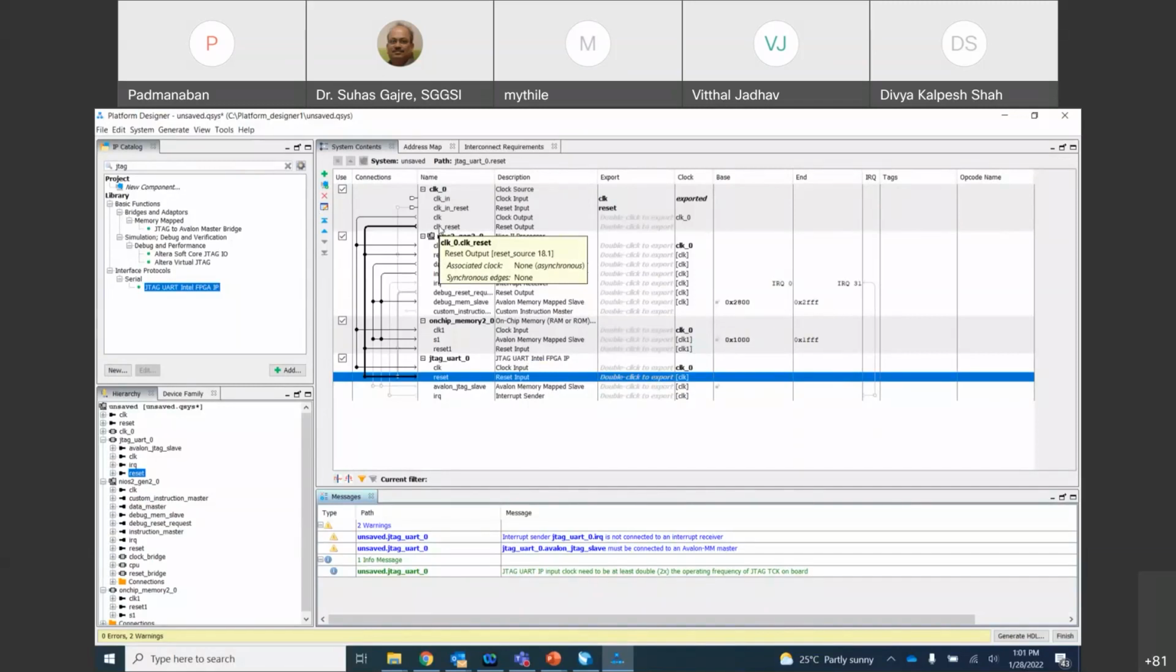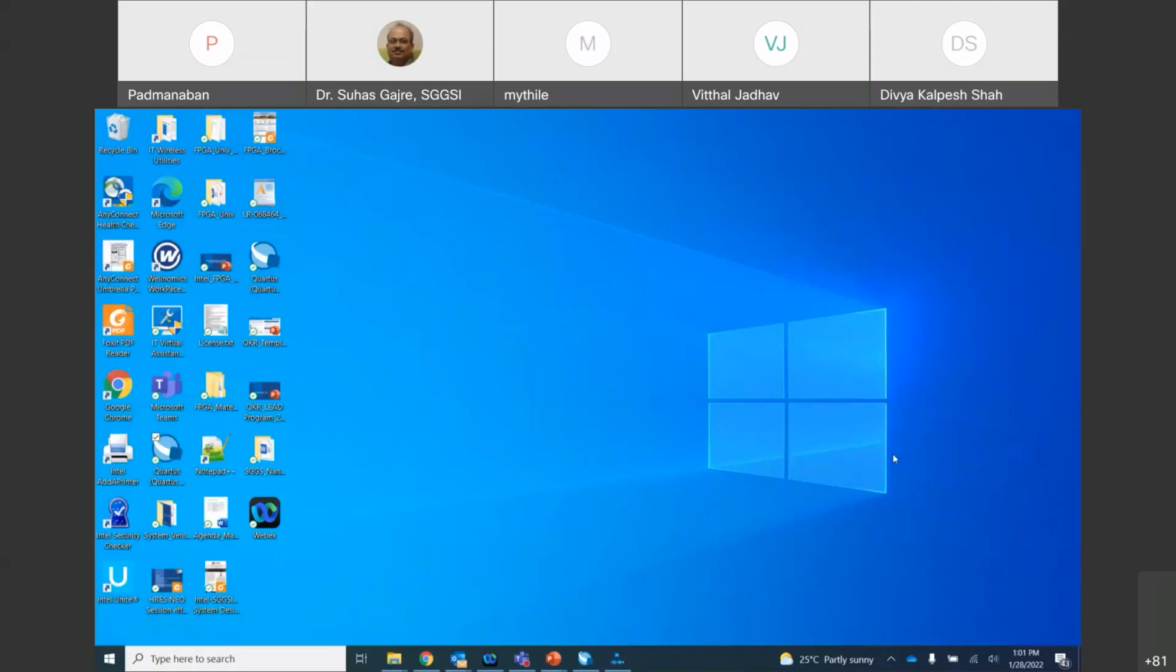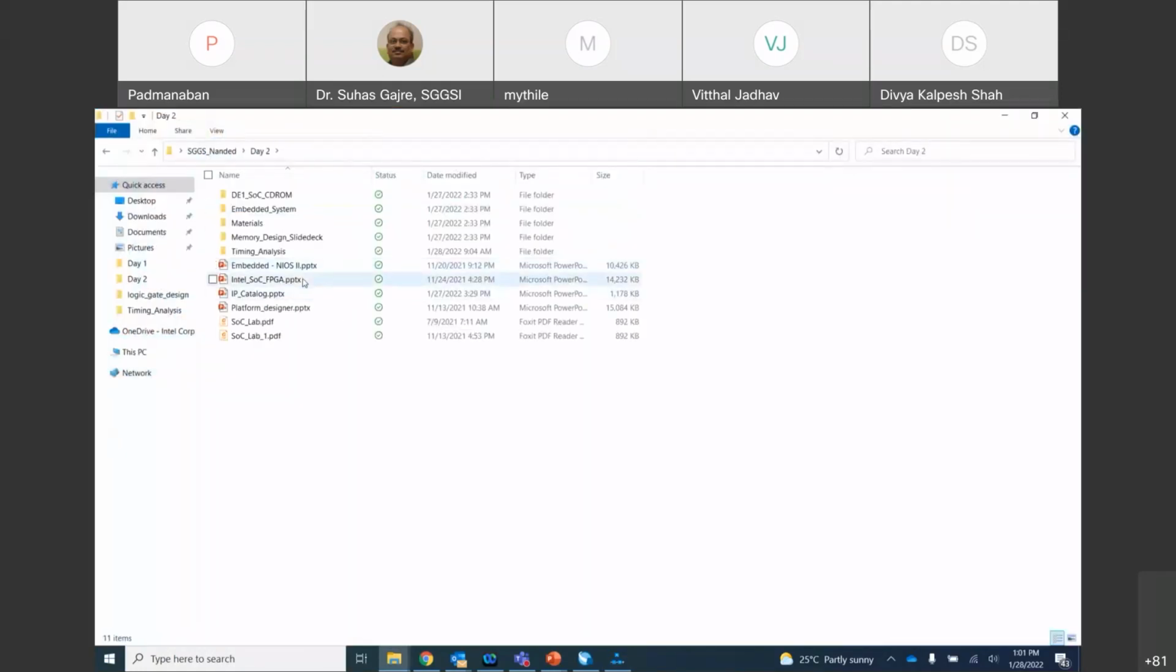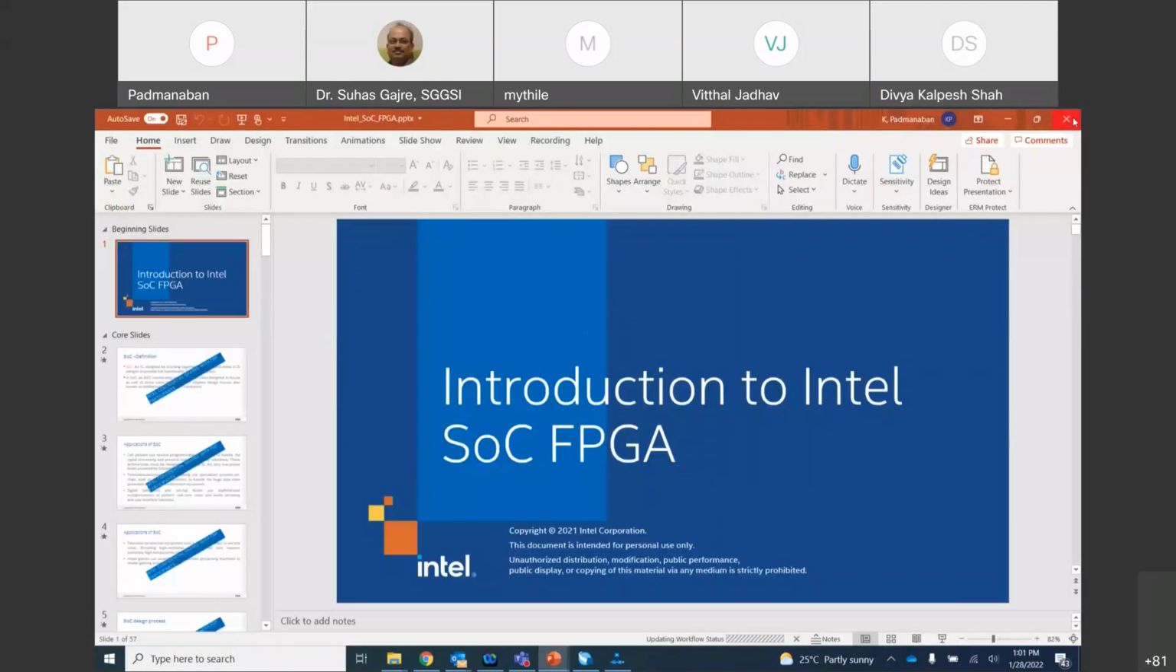The only difference here is that instead of selecting the Nios II processor, which is the soft core processor, we are going to choose the dual core ARM Cortex-A9 processor, which is present inside the FPGA family. Okay, before that, let us explore some details about what is an SoC FPGA, and then I will show that demo to you. Let's minimize this logic. Let us understand what is the basic idea of the SoC FPGA. Okay, not this slide.